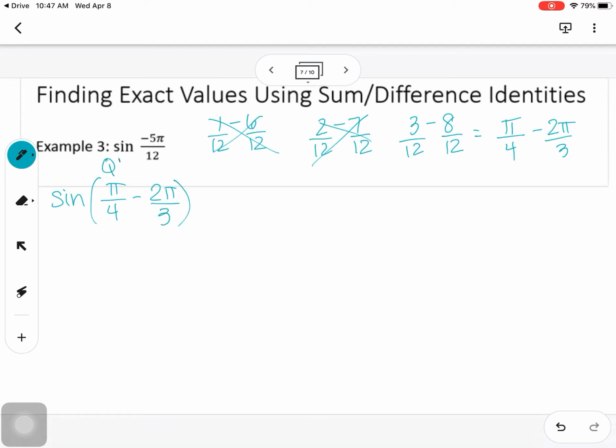Pi over 4 is in quadrant 1, and so that's going to be good there. I don't have to think of this as negative 2 pi over 3 because I'm just going to use my subtraction formula, my difference formula. So I'm just looking at this as 2 pi over 3, which is in quadrant 2.